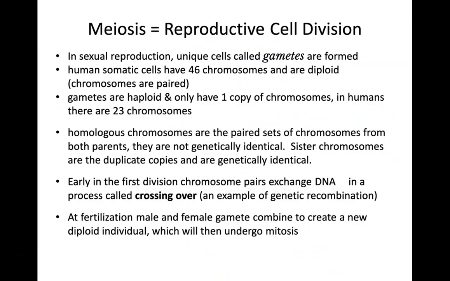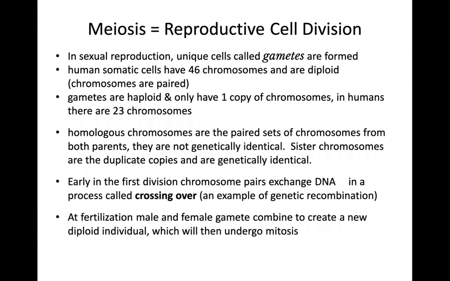So meiosis is your sex cell production. We use this for sexual reproduction. You're going to create these unique cells called gametes, your sperm and egg. So a human somatic cell is going to have 46 chromosomes. They're diploid, so the chromosomes are paired. Gametes are haploid. They're only going to have one copy of the chromosome. So in humans, our haploid number is 23.